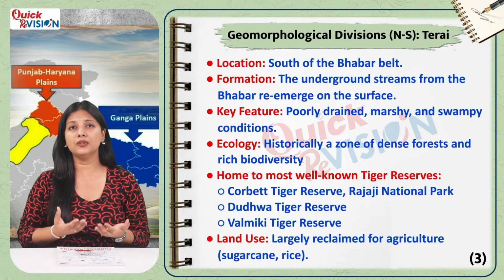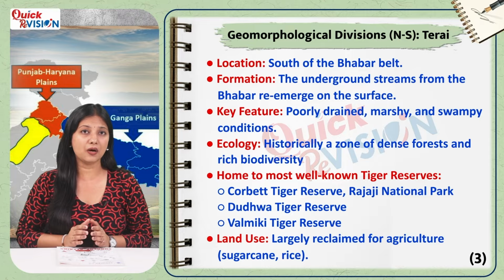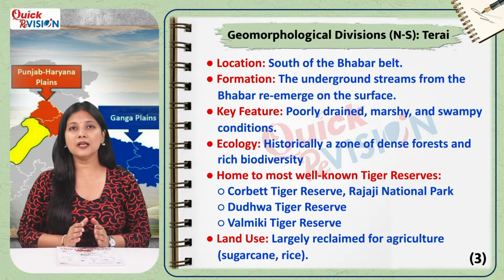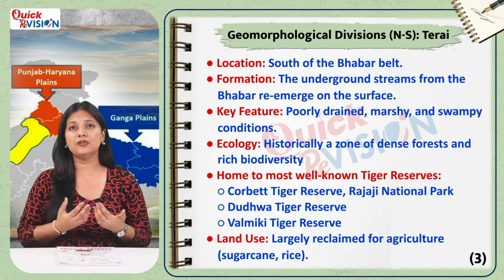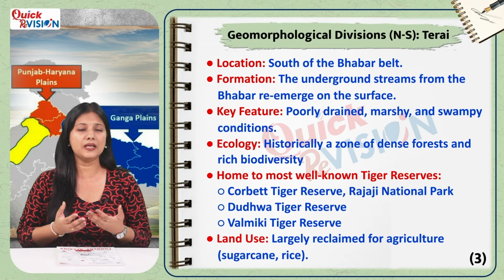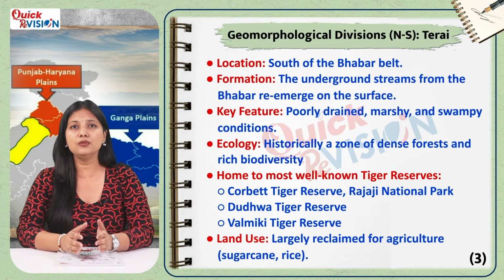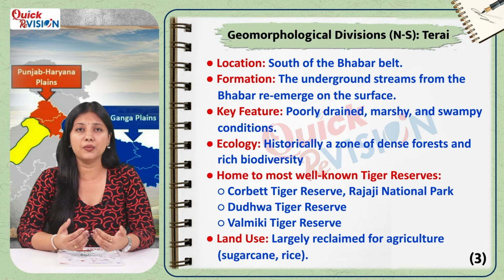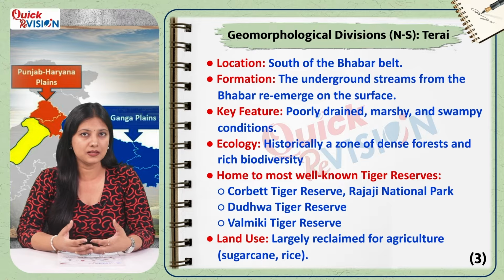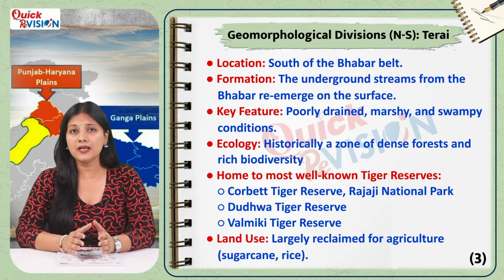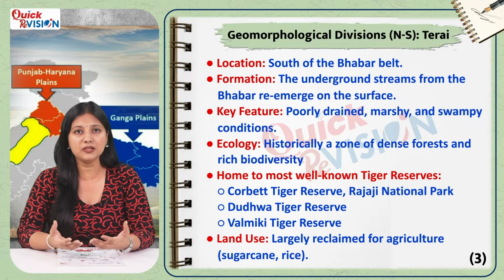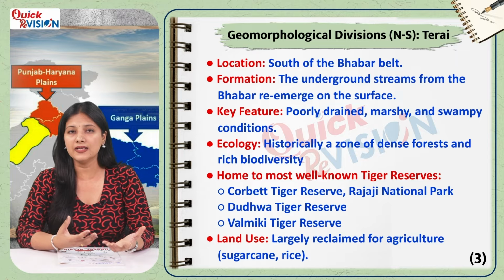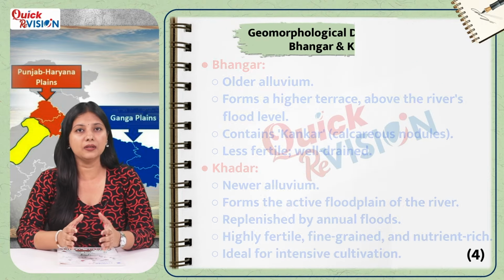Just south of the Bhabar, the streams that disappeared now re-emerge. This creates a second belt known as the Terai. Because the water has no clear channel, this region is a swampy, marshy, and damp landscape. Historically, it was also known for its dense forest, high biodiversity, and mosquito-borne diseases. Today, however, much of the Terai has been reclaimed and converted into fertile agricultural land, especially for crops like sugarcane, rice, and wheat.